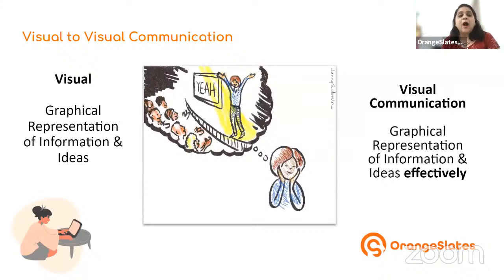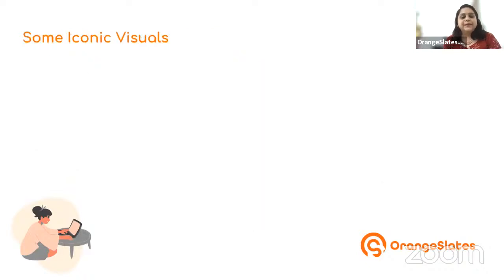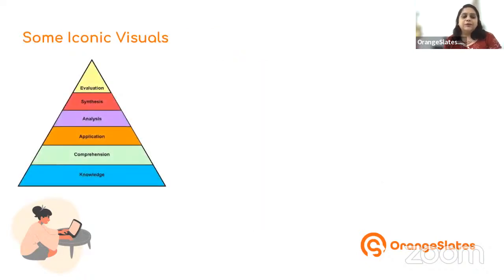So let us see how we have actually been doing visual communication in education without knowing that it is visual communication. These are some iconic visuals. The first one, can you recognize, Sophia? I can't hear Sophia currently, but anyway, this is the Bloom's taxonomy triangle.